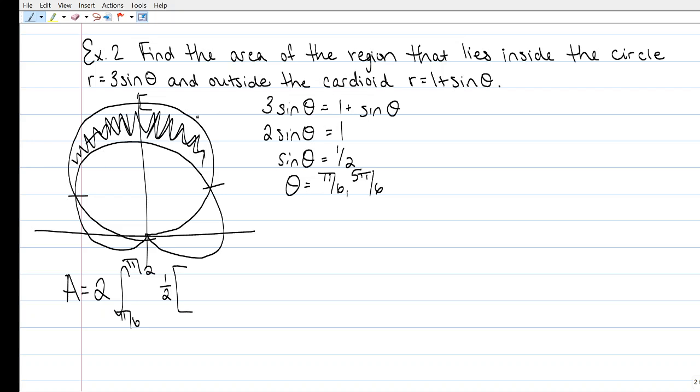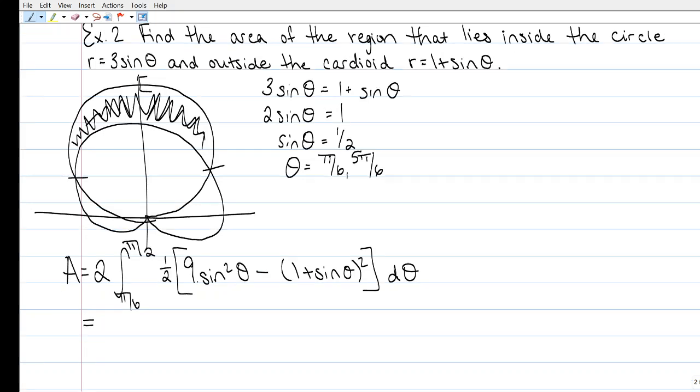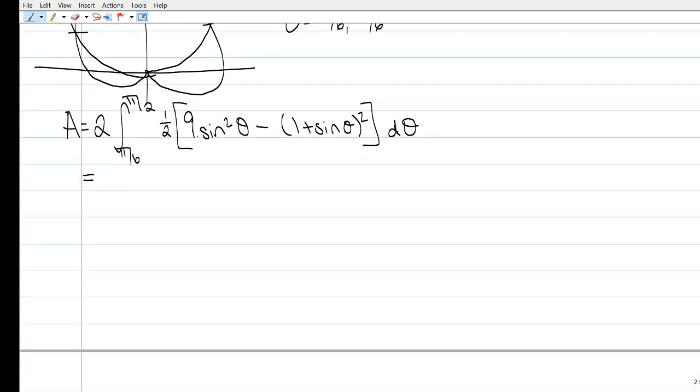So it's the upper function squared, so we'll have 9 sine squared theta minus, we need to take our lower function and square it. So the quantity 1 plus sine theta squared d theta. So far I have 2 times the integral from pi over 6 to pi over 2 of 1/2 the quantity 9 sine squared theta minus the quantity 1 plus sine theta quantity squared d theta. So now it's just a matter of integrating using whatever trigonometric techniques we need.